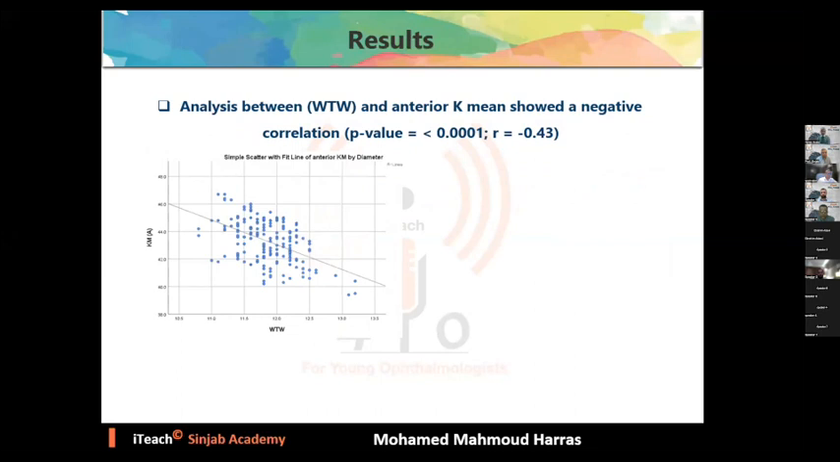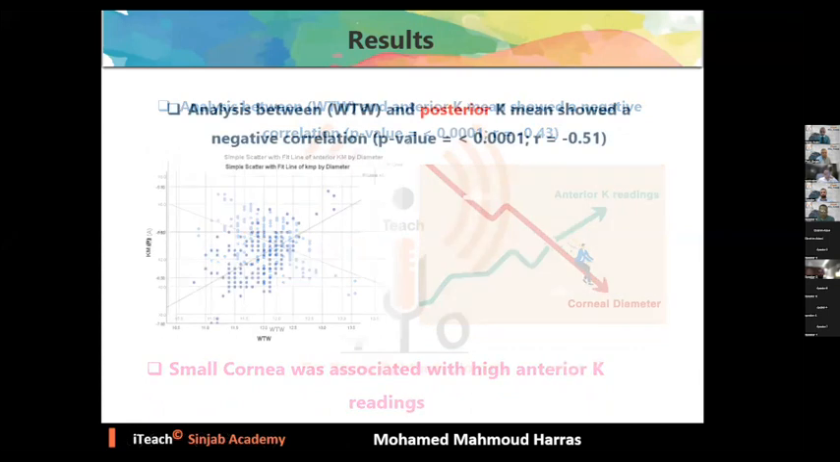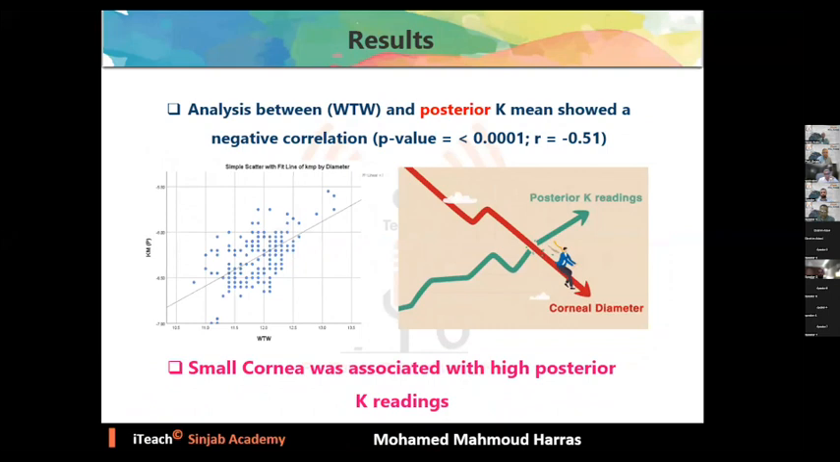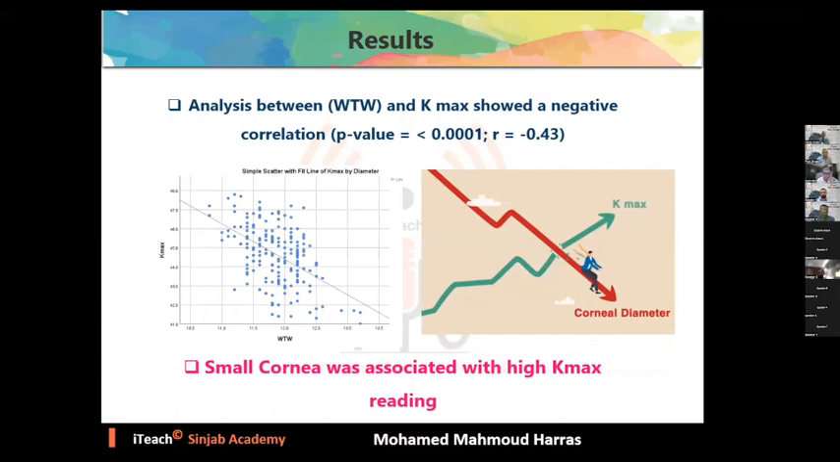For example, analysis between the white-to-white diameter and anterior K reading showed a negative correlation. So small cornea was associated with high anterior K reading. Analysis between the white-to-white diameter and the posterior K mean showed a negative correlation. So small cornea was associated with high posterior K reading. The curve here looks like positive, but the numbers are in minus. Analysis between the white-to-white diameter and Kmax showed a negative correlation. So small cornea was associated with high Kmax readings.